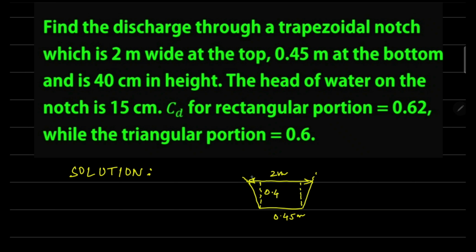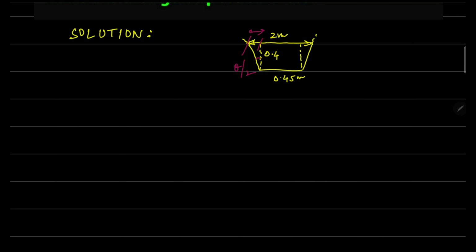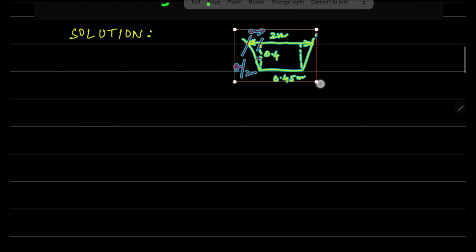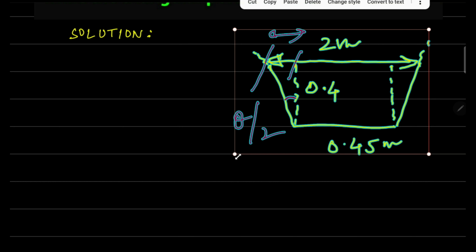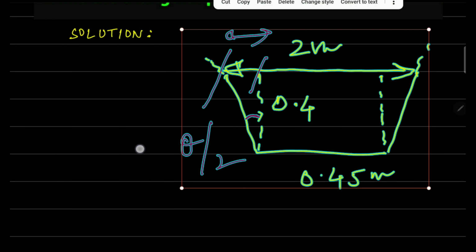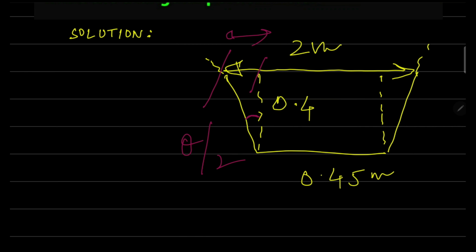The only thing is that this value is not given to us. The distance between these 2 points is not known to us. So first of all we have to figure out this value, and then by using this triangle we can figure out what our theta by 2 will be. Then we will have the complete dimensions of this particular trapezoidal weir. So let's find out. Let's zoom this figure. Now it is more clear to you.